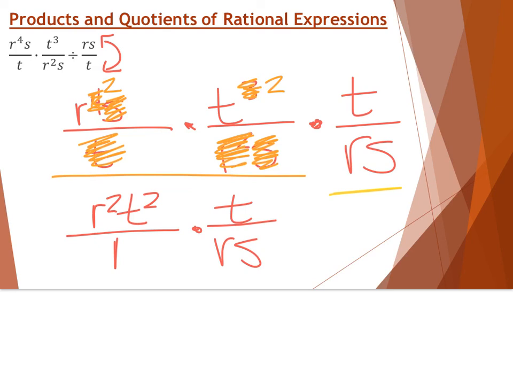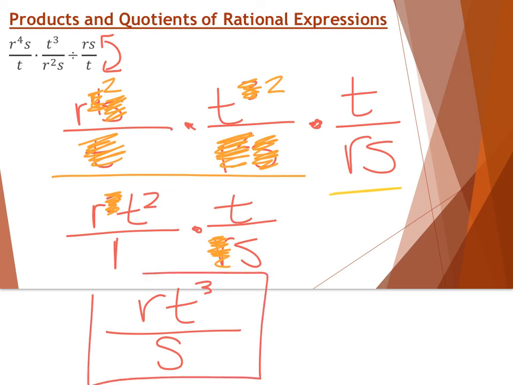So now we're going to cross cancel one more time. I have this R, which is going to give me one R on top, and that's really all that I can cancel. So my final answer, on top we have an R, and we actually have three T's, so it's T to the third. And on the bottom, all we're left with is that lovely S.